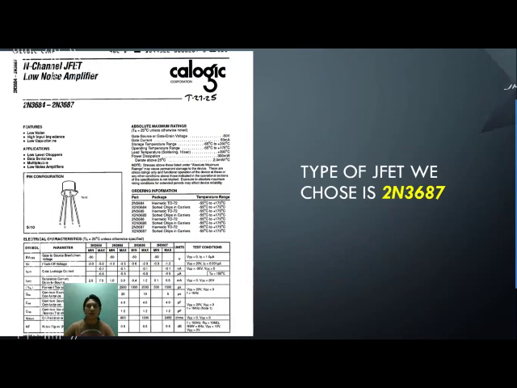So the type of JFET we chose for this project is 2N3687, and as you can see on the left side, it is the datasheet of the JFET amplifier, which is 2N3687. So I guess that's all for my part. Thank you.